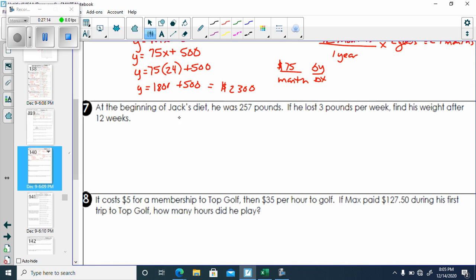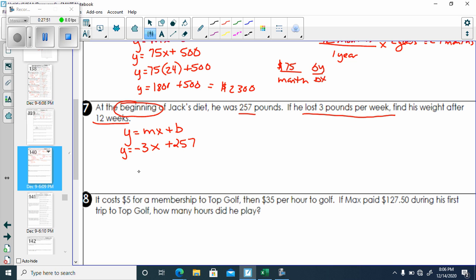Number 7. At the beginning of Jack's diet, he was 257 pounds. See the word beginning? That's telling you that's your B, isn't it? If he lost 3 pounds per week, lost means he's going down. Find his weight after 12 weeks. Well, let's write our linear equation. Y is equal to mx plus b. What's our B? Where are we beginning? We're beginning at 257 pounds. Our slope is 3 pounds per week. We're going down 3 pounds per week.